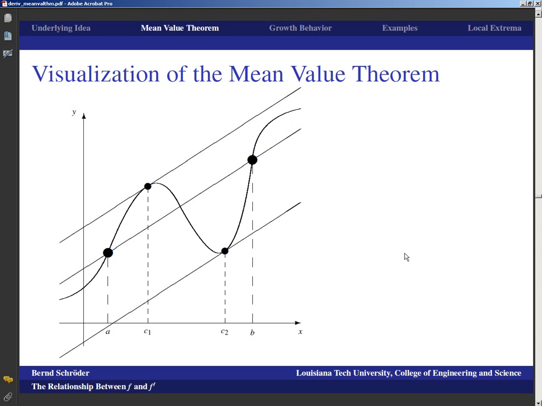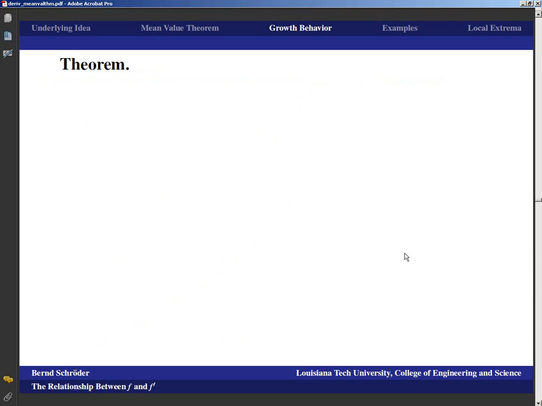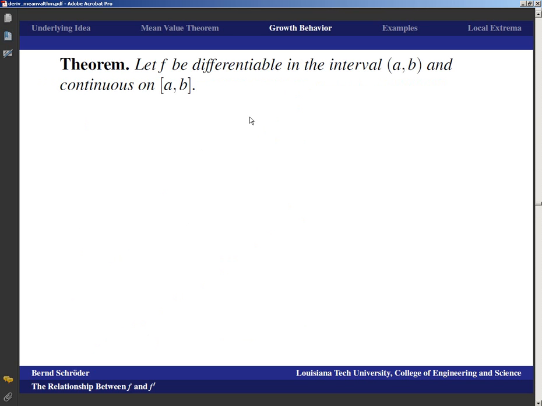What the mean value theorem says is there's at least one of those tangent lines, and that's going to be good enough for us to make the connection between growth behavior and derivatives, which is exactly where we're headed next, namely that f be a differentiable function in the open interval (a, b), and that it be continuous in the closed interval.